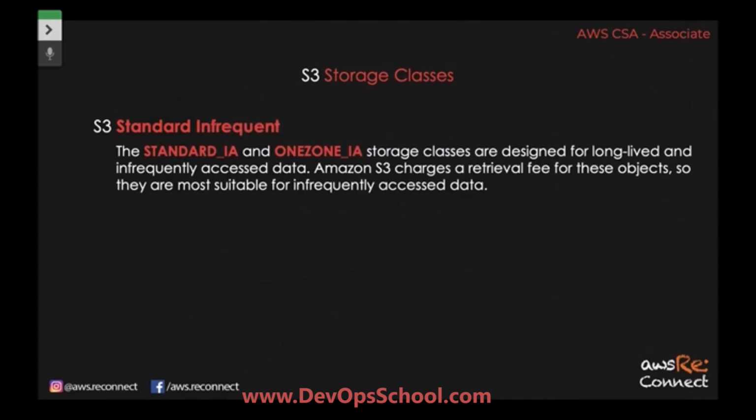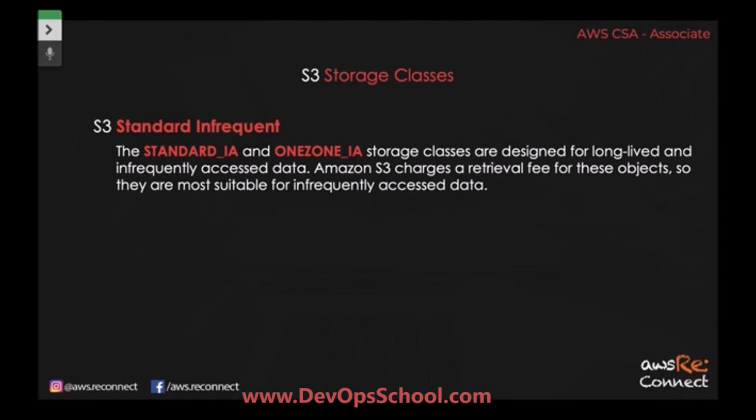Then we have another storage class called S3 standard infrequent access and One Zone IA. So in the standard infrequent we have two other options, standard infrequent access and One Zone IA. These are designed for long-lived and infrequently accessed data. So for example, you have a certain amount of data that is used very infrequently, once in a while. Then for such kind of data you can opt for the standard infrequent access.